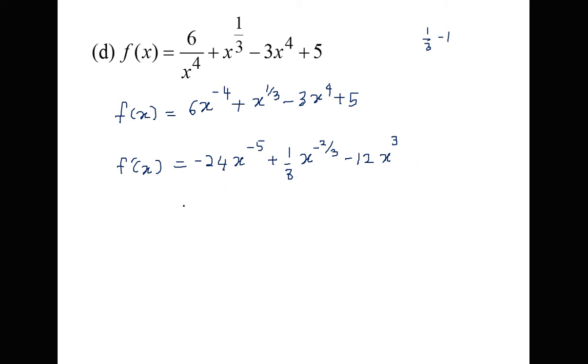But, we want the power to be positive. So, we move x power negative 5 to the denominator. So, we get this: negative 24 over x power 5 plus 1 over 3x power 2 over 3 minus 12x power 3. This is your last answer.